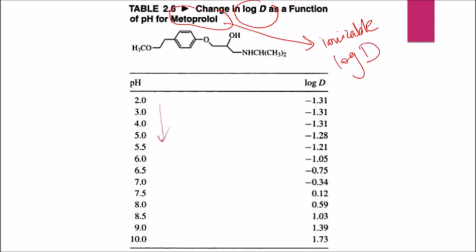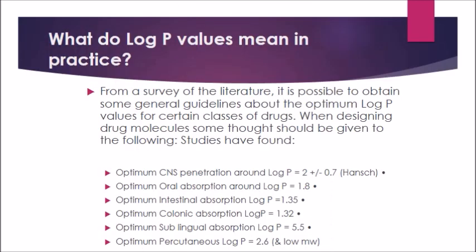After going through the calculation of log P and the introduction to log D, what are the implications of the two constants? From a survey of the literature, it is possible to obtain some general guidelines about the optimum log P for certain classes of drugs. When designing a molecule, some thought should be given to the following. Studies have shown that for optimum penetration to the central nervous system, you should have a log P of around 2 plus or minus 0.7.